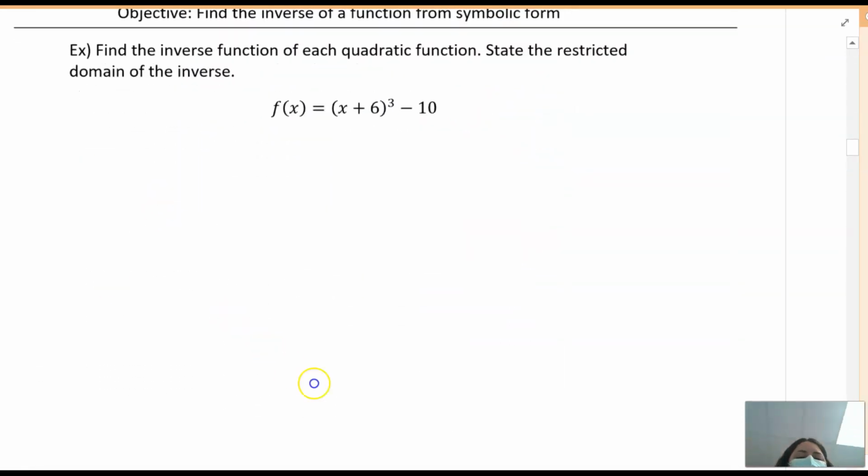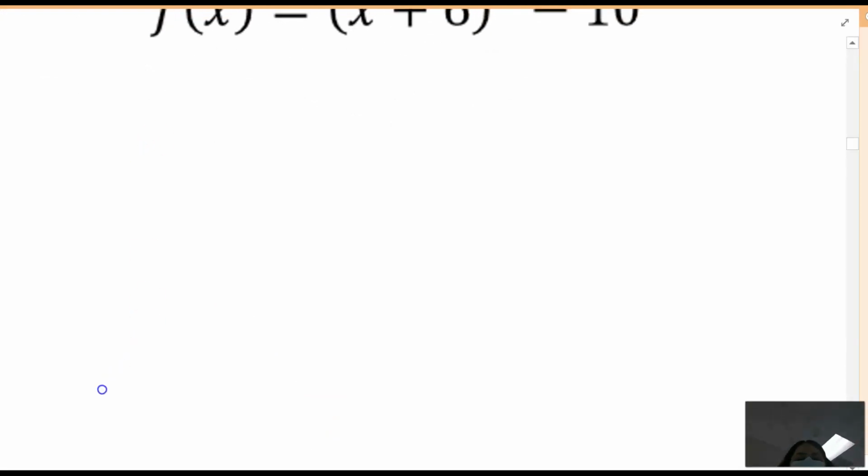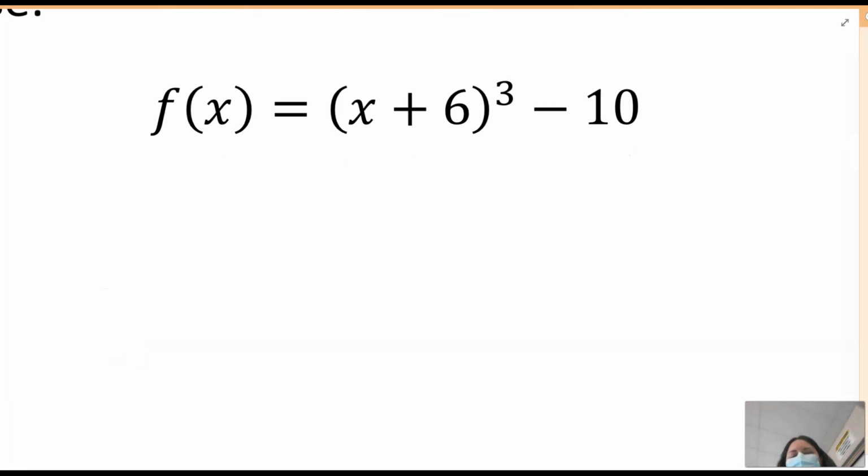All right, so for number 2, go ahead and copy this on your paper. We have f of x is x plus 6 to the 3rd power minus 10.